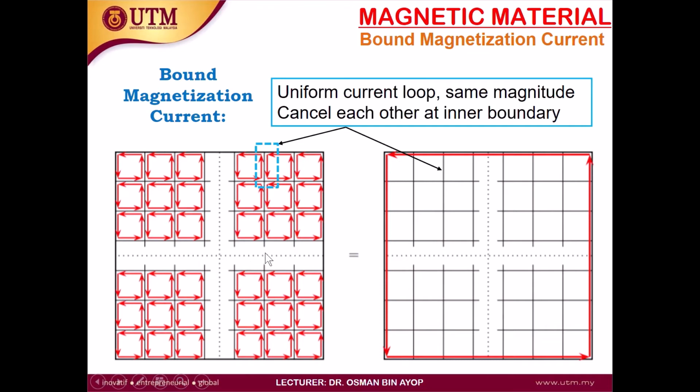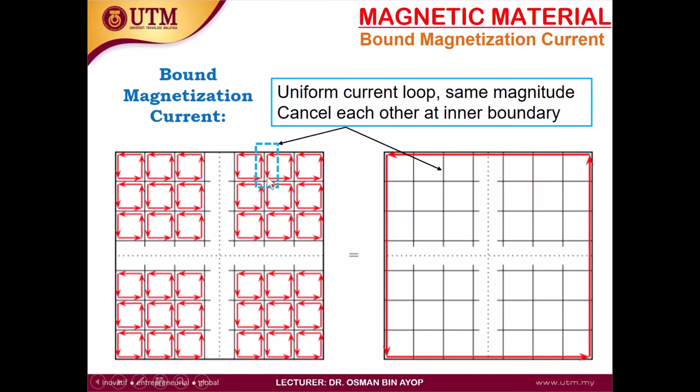Okay, we have dipole moments arranged together, and if we analyze the boundary between two dipole moments, we can see that the current loops will always cancel each other at the boundary. Let's see in this part.